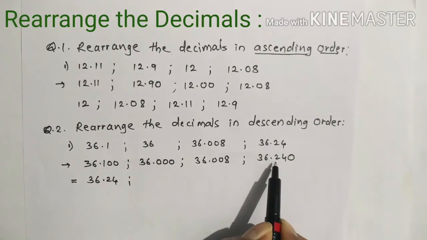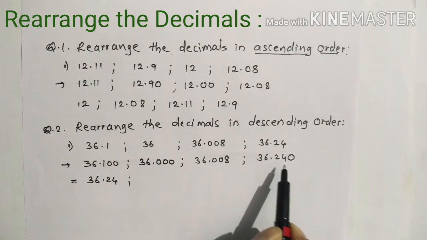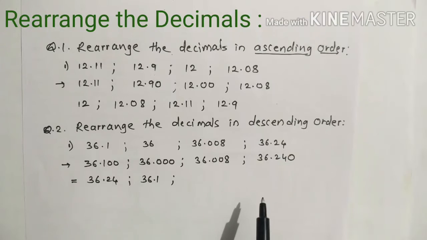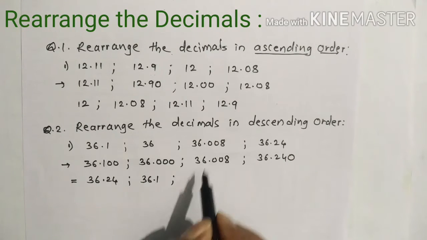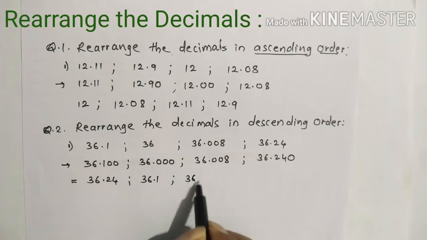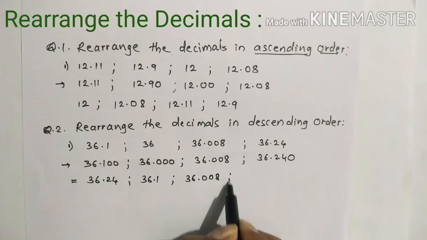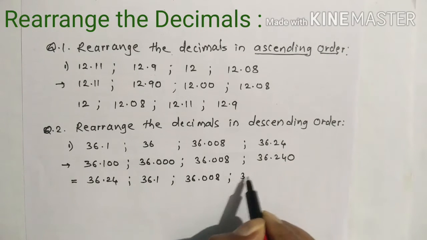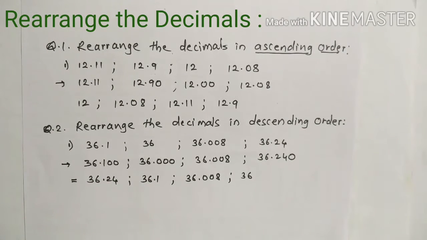Now after 36,240 comes 36,100, which was 36.1. After that 36,008, which is 36.008. And at last the smallest one, that is 36,000, which was 36. Like this we have to rearrange the decimals in ascending and descending order. Now let us start addition and subtraction of decimals.